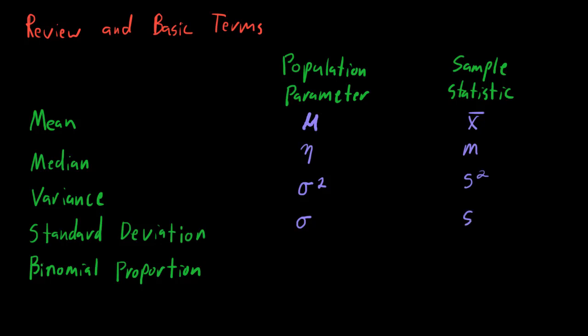And then finally, for our binomial proportion, for our population parameter, we have p. So this is the only time that we have an actual English letter as opposed to a Greek letter. And then for our sample statistic, we have p with a little hat over the top of it. So those are different parameters, and we're going to be using those throughout our 5th chapter that we're studying in this class.